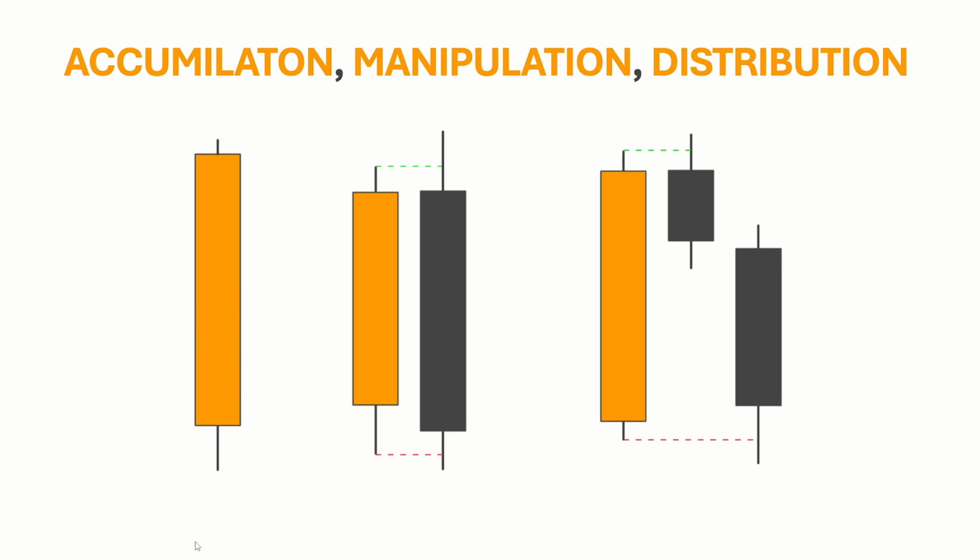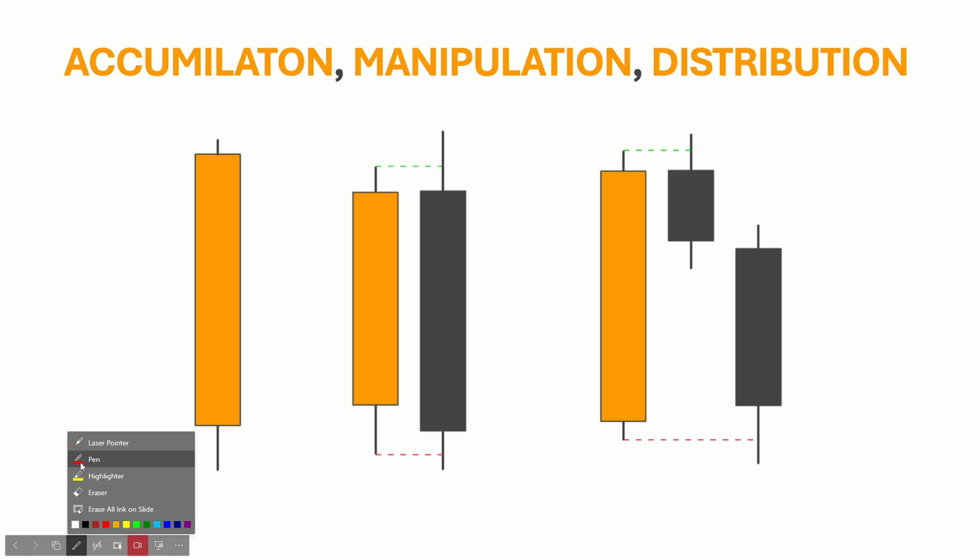Let's start off with this candle right here. How do we have accumulation, manipulation, and distribution within this one candle? Now, price opens at this point right here. So let's imagine price is playing out here.